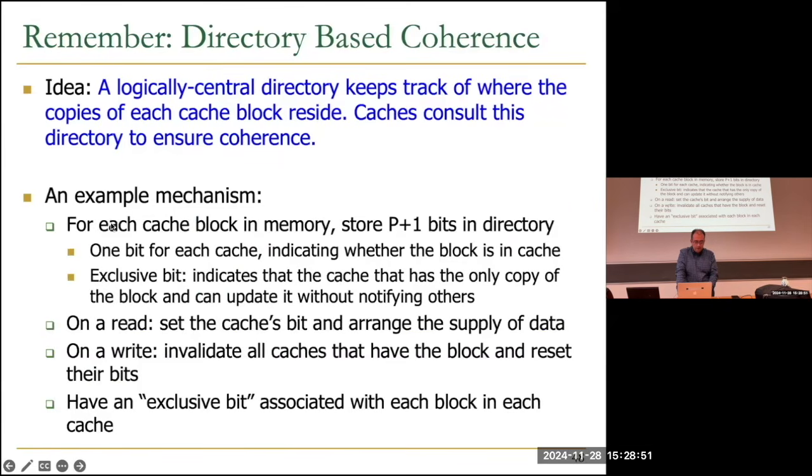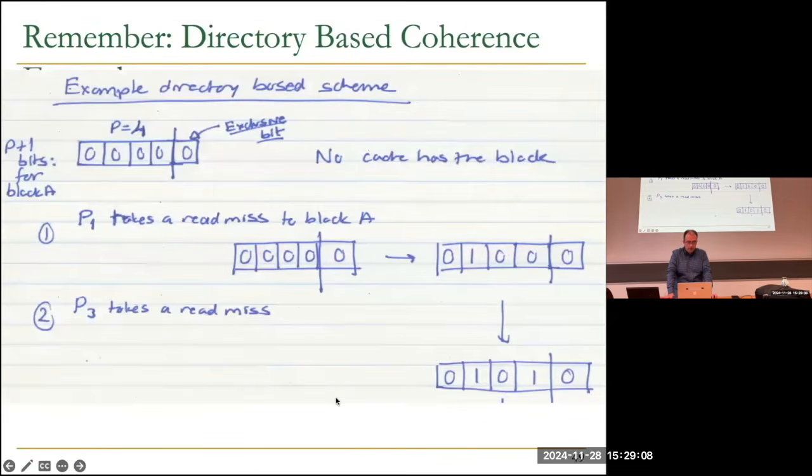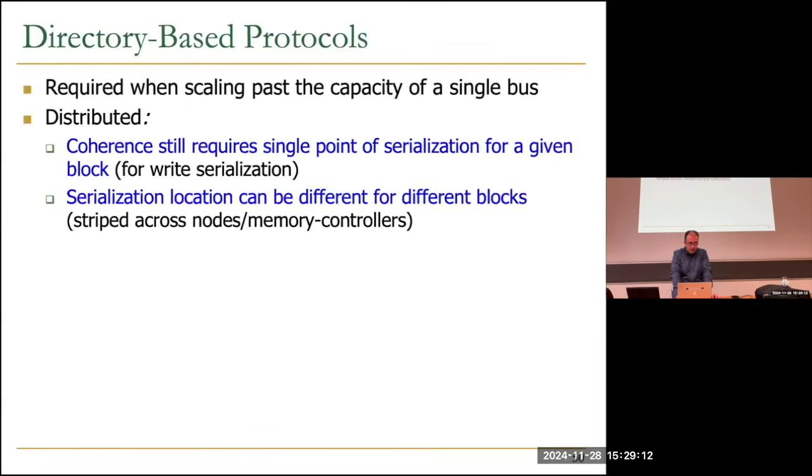There can be some example mechanism. This is one example. For each cache block in memory, we store p+1 bits. We already discussed it. On a read, we set the cache bits and arrange the supply of data. On a write, we invalidate all caches that have the block and reset their bits. We can also have an exclusive bit associated with each block for that. We have already seen this example.